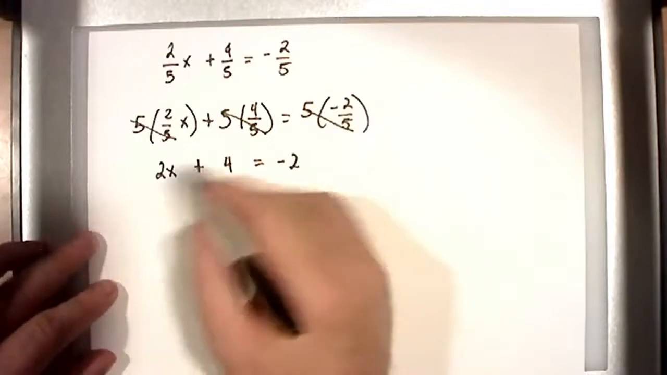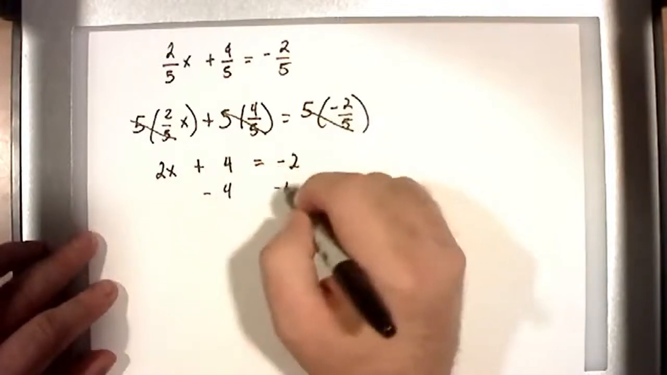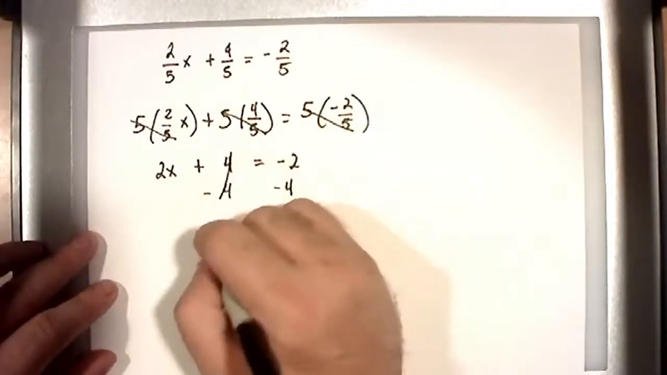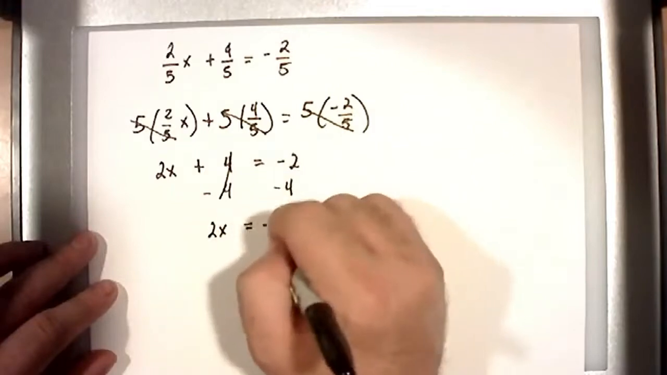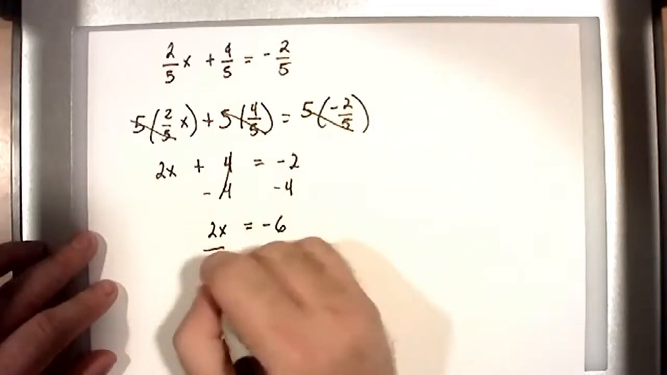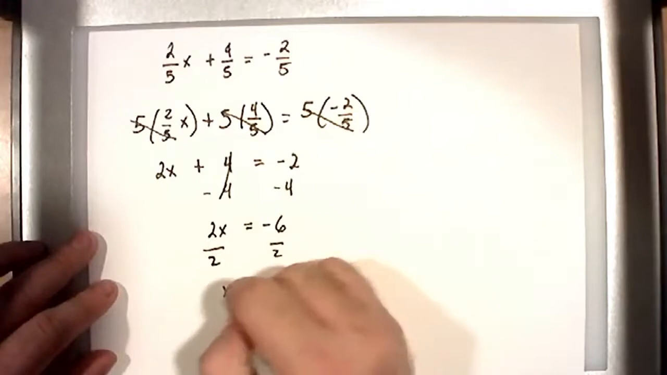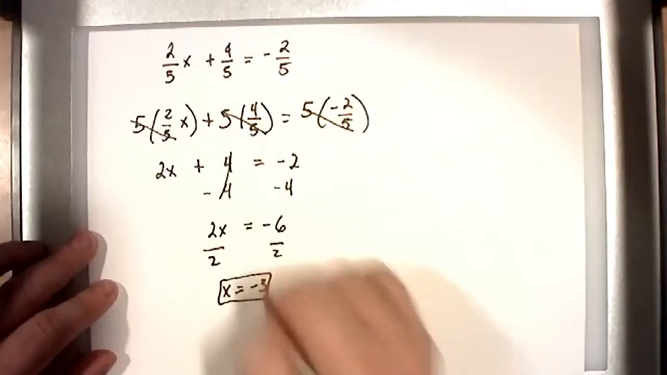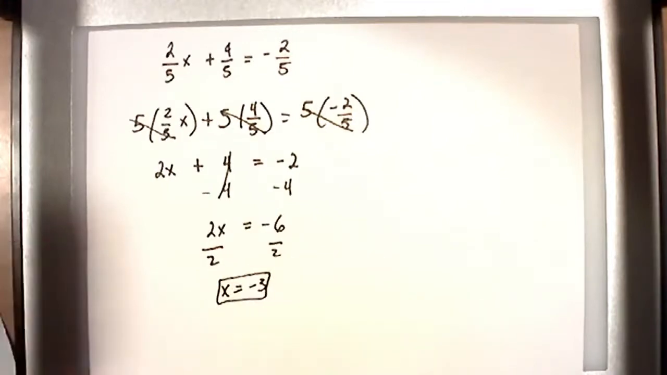Get 2x on its own, so we need to minus the 4 from both sides, right? So I'd have 2x equals negative 6, divided by 2, and x equals negative 3. Hopefully this is starting to come back to you. You've definitely done this before. It just depends on how long, okay? Let's go ahead and do a bit of an uglier problem here.